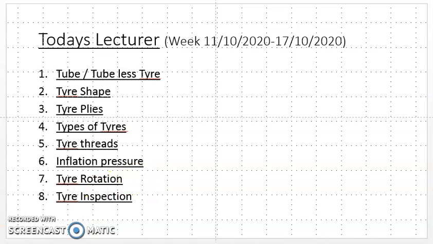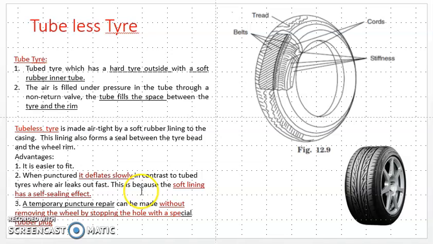We have seen that the tubeless tire deflates slowly, and the soft lining material has a self-sealing effect, so temporary puncture repair is possible. In the case of a tubeless tire, a rubber plug can be used to stop the air leaking through the hole.